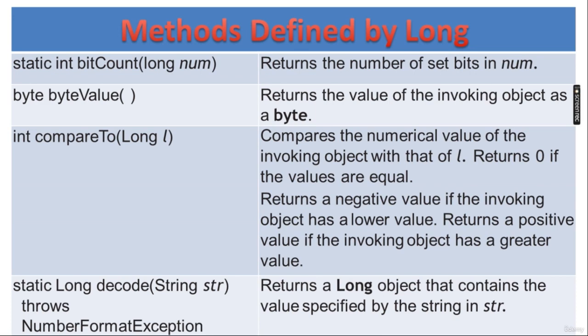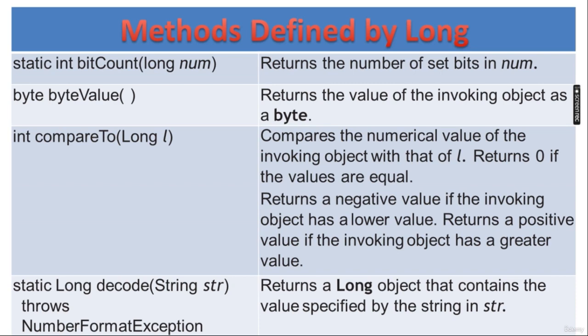byteValue returns the value of the invoking object as a byte. int compareTo(Long l) compares the numerical value of the invoking object with that of l. Returns 0 if both values are identical. Returns a negative value if the invoking object has a lower value. Returns a positive value if the invoking object has a greater value.